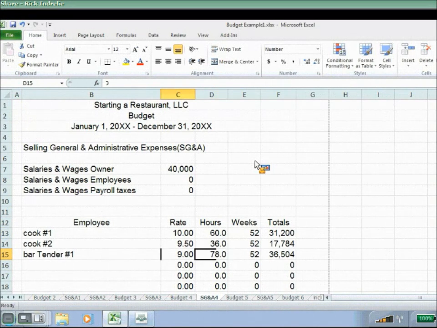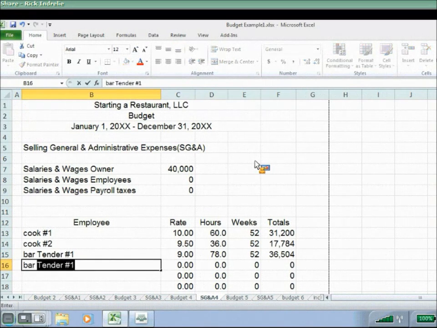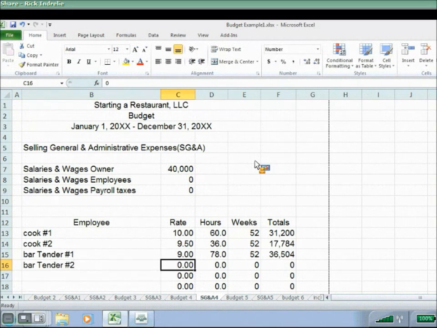The next position that we're going to need in our business is a second bartender. We're going to pay $9 an hour, but we think we only need that position 22 hours a week, 52 weeks a year. So that position is going to cost us a little over $10,000.